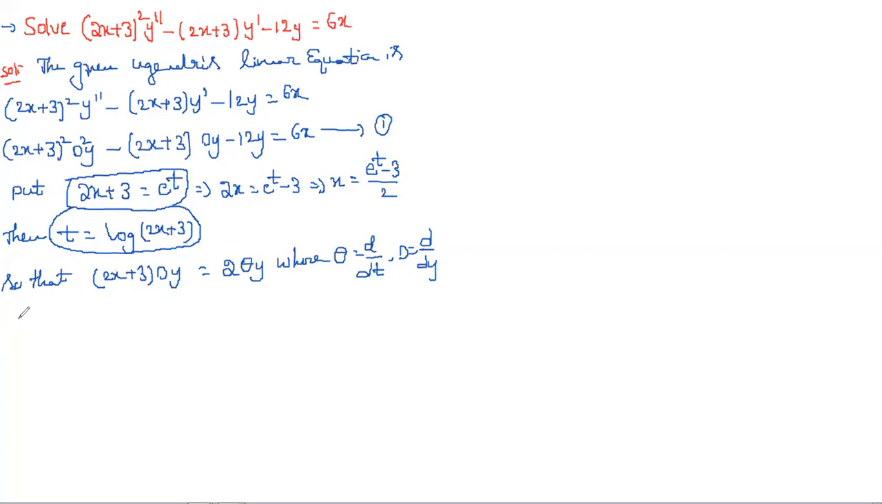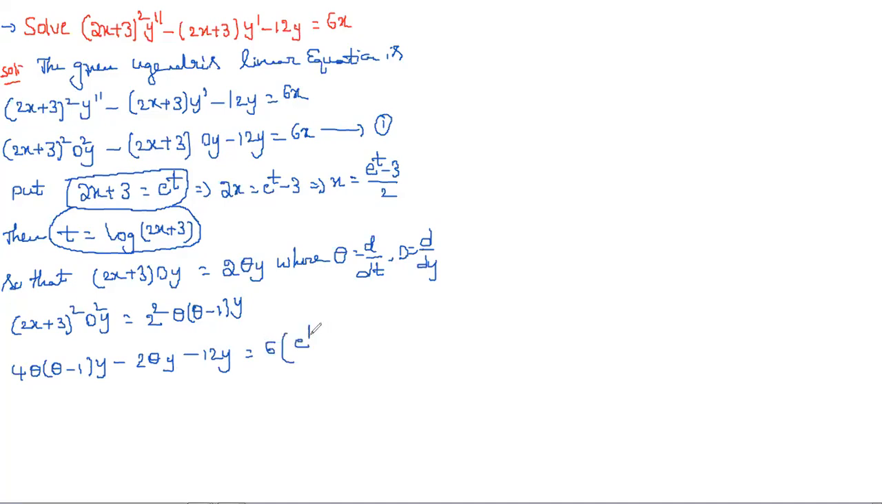And (2x+3)² D² y we can simply write as 2² θ(θ−1) y. Then you can substitute all these things in equation 1. If you substitute, we get 4θ(θ−1)y − 2·2θy − 12y = 6x, so x is nothing but (e^t − 3)/2.